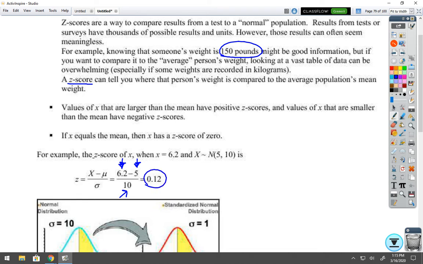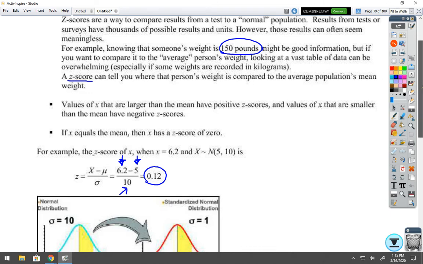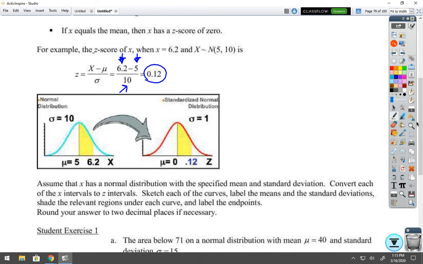What does that 0.12 indicate to me? Well, if you look at the picture below, it says if you used to have a data point 6.2 on a normal distribution, you will now have a Z of 0.12 on a standard normal distribution. We like to put things on a standard normal distribution because I really don't know where 6.2 is in relationship to 5, but I do know that 0.12 compared to a 0 is less than 1 standard deviation away.